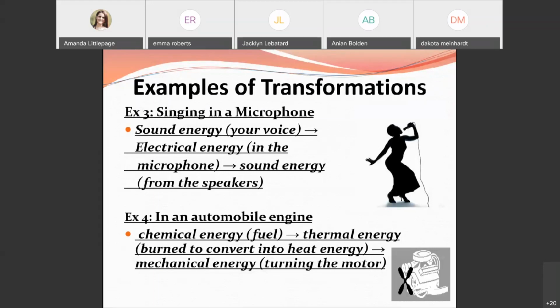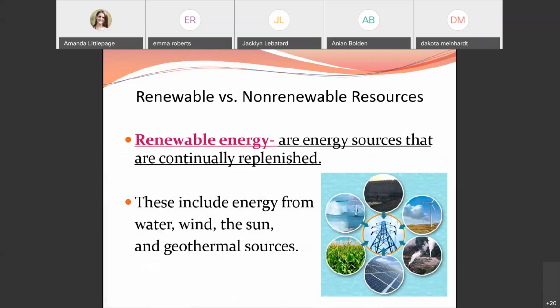So now that we've gone through those examples, let's add a few more things to our lesson today. And I want to add two terms, renewable and non-renewable energy. And I know these are terms that you guys have heard, but what exactly do they mean? Remember that renewable energy sources are energy sources that are continually replenished. So these are things like water.